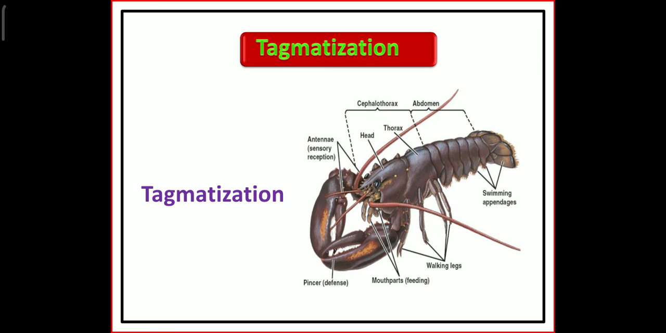If you look at the figure here, in the case of prawn, which is under the phylum Arthropoda, the body is divisible into three distinct regions, that is head, thorax, and abdomen. But in crustaceans like crabs, the body is divided into two distinct regions, that is cephalothorax and abdomen. In arachnids like spiders, the body is divided into two tagma, that is prosoma and opisthosoma.